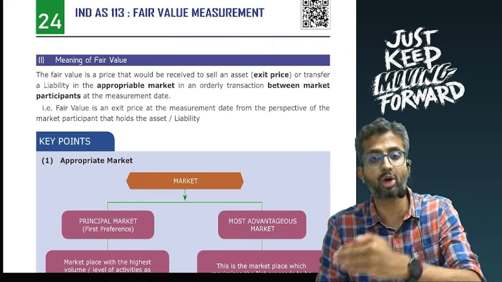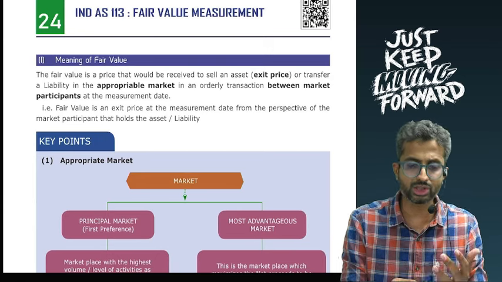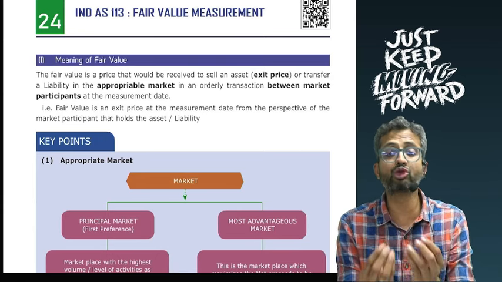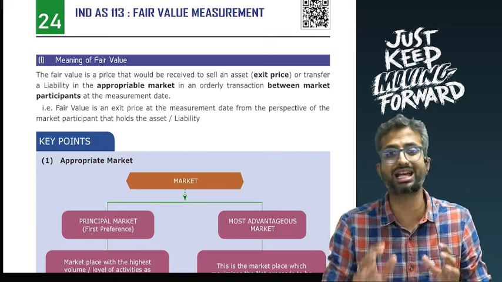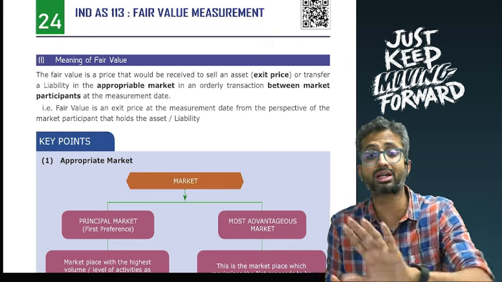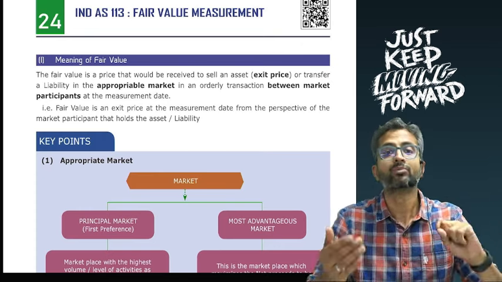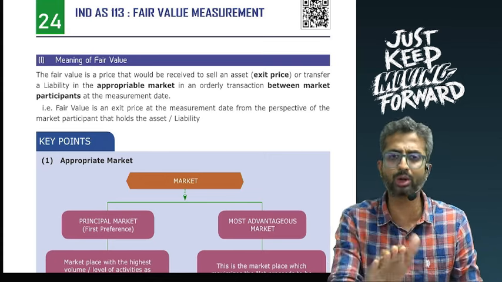But if your product does not have a principal market, then you look at the most advantageous market. The most advantageous market will be the market which gives you the highest in-hand proceeds, that is, after deducting transportation cost as well as transaction cost both. So you will look at the most advantageous market only if there is no principal market. If there is a principal market, the price in the principal market, whether higher or lower, will be the relevant price.